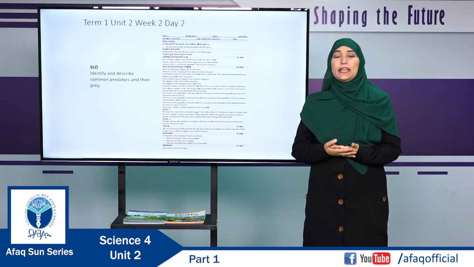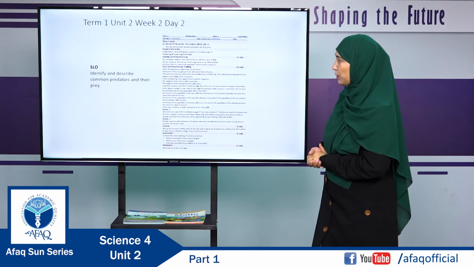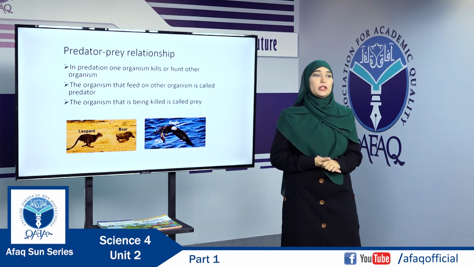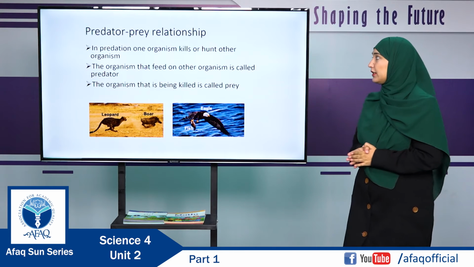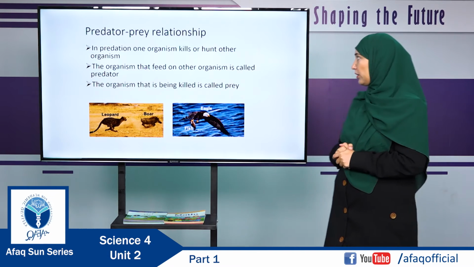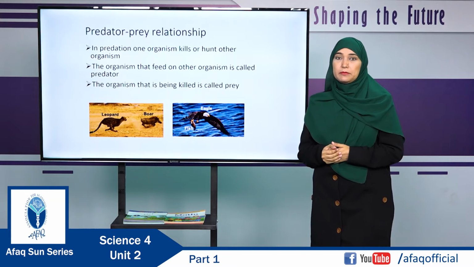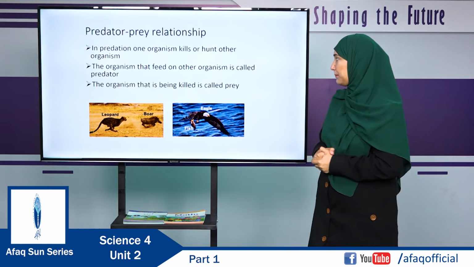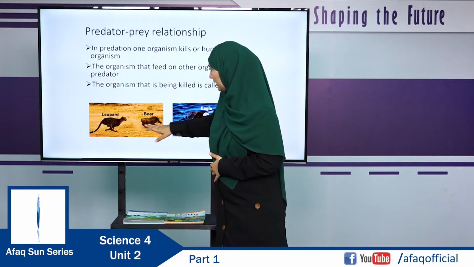Moving towards day 2 of week 2, unit 2, term 1, we are going to cover 1 SLO in this DLP. The next topic is predator-prey relationship. The predator-prey relationship is called predation. In predation, one organism kills or hunts another organism. The organism that kills or hunts another organism is called predator, and the organism that is being hunted is called prey.